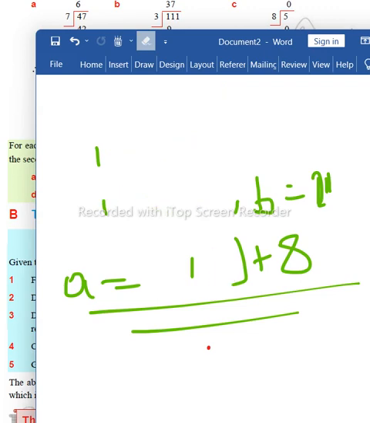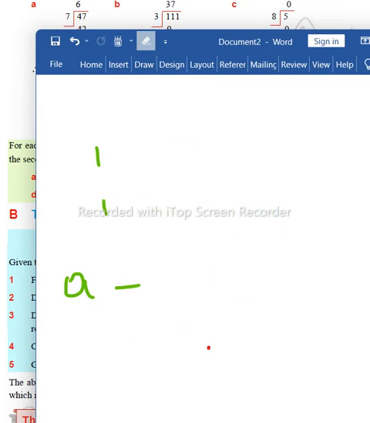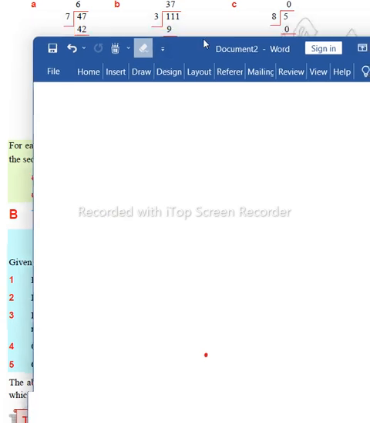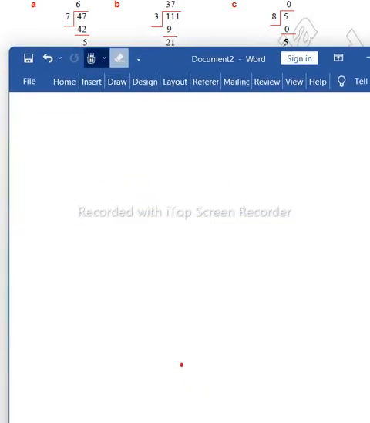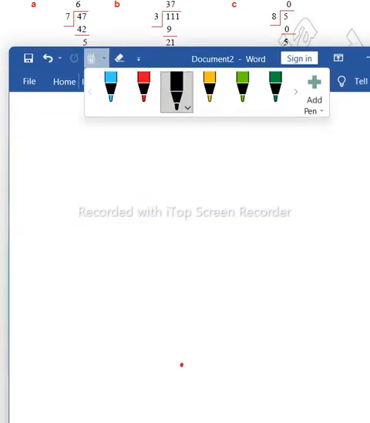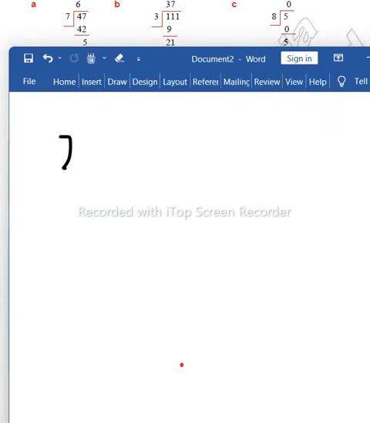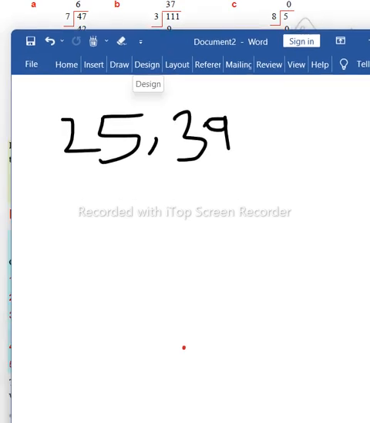And let us do the final question for this exercise. The final question is very simple. We do it the same as we saw before. 25 and 39 are given. When we divide 25 by 39, we get 0, so q is 0.